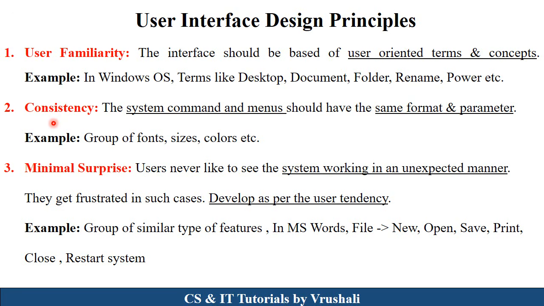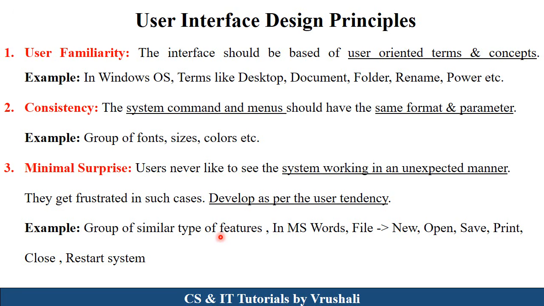The second principle is consistency. Consistency means in a particular application there are similar types of formats and parameters. For example, in Microsoft Word there are groups of fonts, sizes, colors available, right? So it is a consistent application. The third principle is minimal surprises. Minimal surprises means, see here, sometimes your system's working is not accurate, which is unexpected as per the customer's behavior, right? So always develop a design which is understood by the user as per the user tendency.